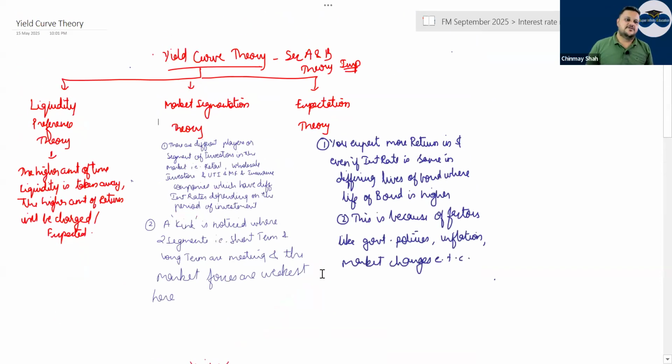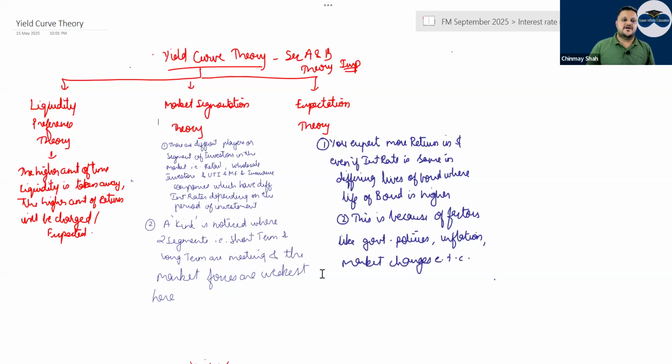Liquidity preference theory is what? The higher the amount of liquidity taken away, and the longer the time the liquidity is taken away. So generally, if I ask you for money for 1 month, 2 months, you will give me money, correct or not? Without any interest. But if I ask for 1 or 2 years, you will ask for interest. If I ask for 5 years, you will ask for higher interest. If I ask for 3 years or 10 years, you will ask for more interest. The more liquidity I take away from you for more time, the more interest rate will be charged.